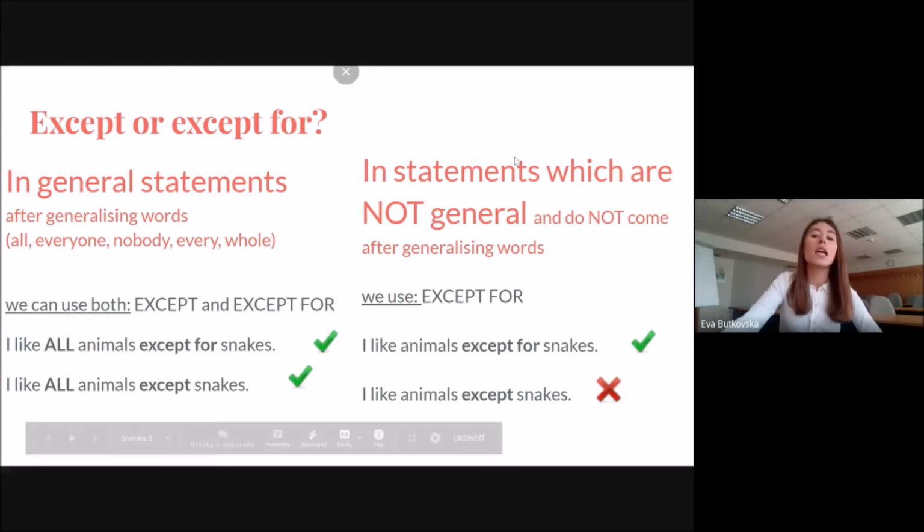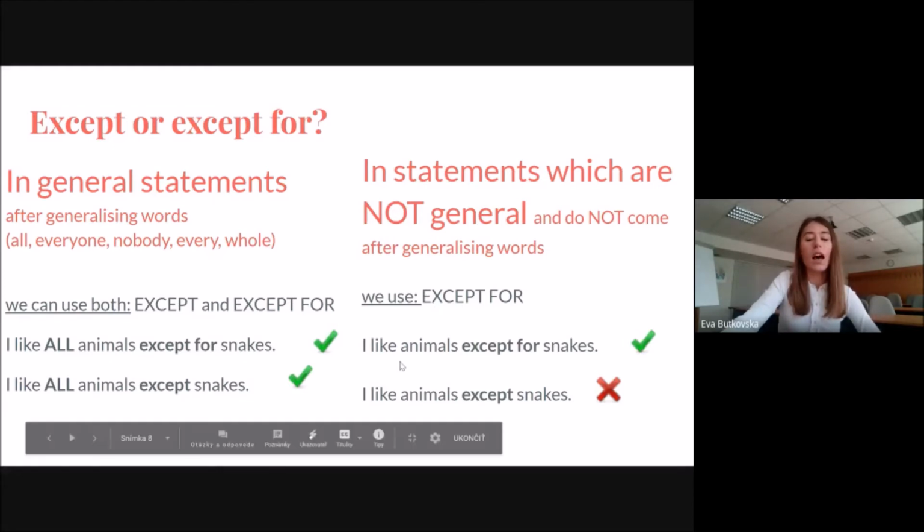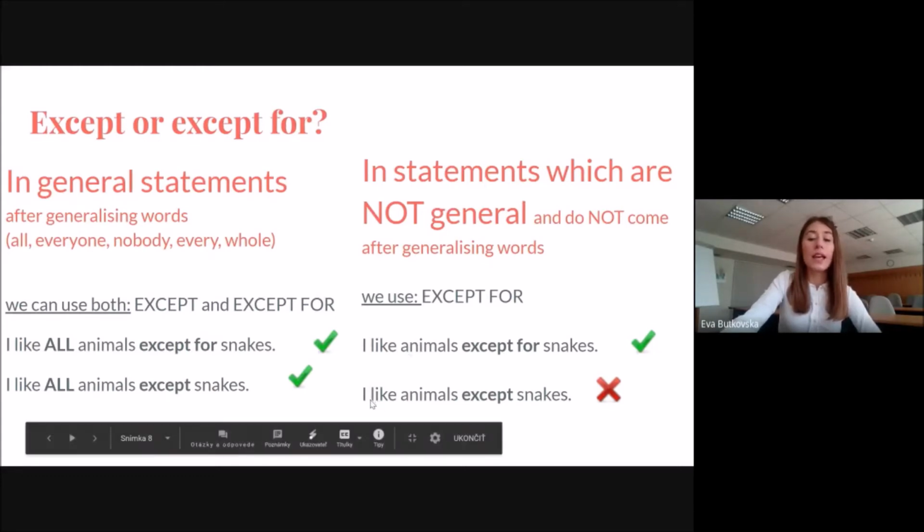But in statements which are not general and don't come after generalizing words, we only use except for. I like animals except for snakes. There is no general statement. This is my personal opinion or my personal statement. So I use except for. If I would say I like animals except snakes, that's a mistake. So now, is it clear when to use except and except for?